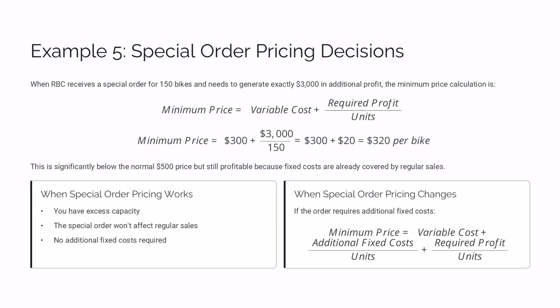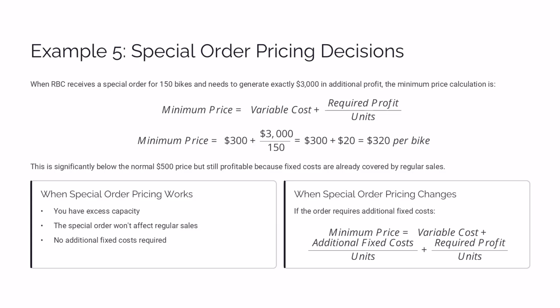They know fixed costs are already covered by regular customers, so any price above variable cost contributes to profit, which is why you can sometimes get amazing deals when businesses have excess capacity. Think about your own experience with Uber surge pricing in reverse.